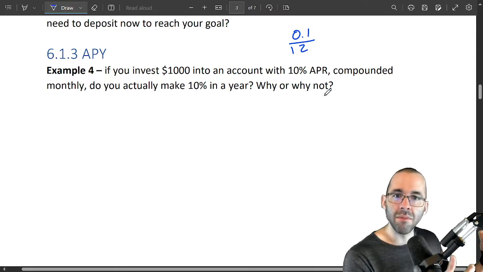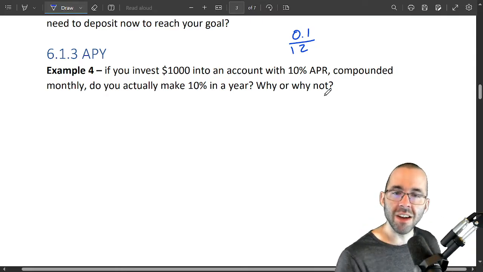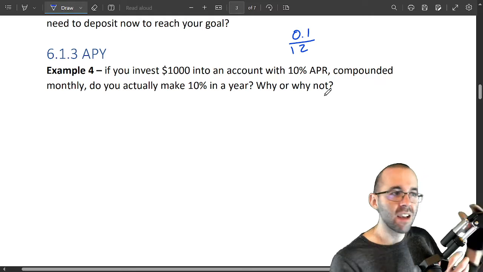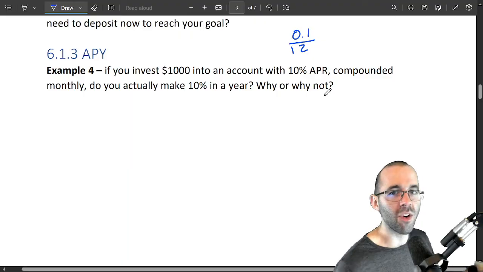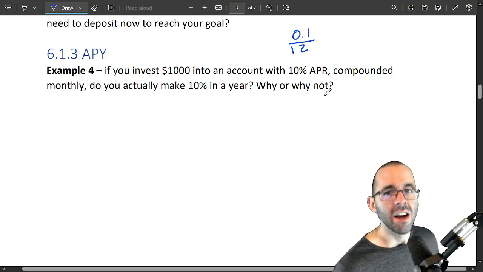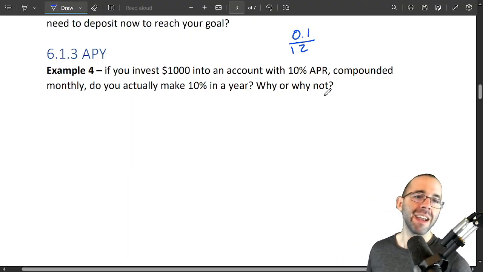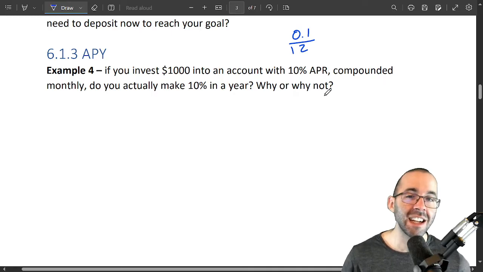But we're actually going to get more than 10% interest, because every month we're growing based on the interest we've already gotten. So how much do we actually make in a year? What percent are we really getting in the year? Let's find out.